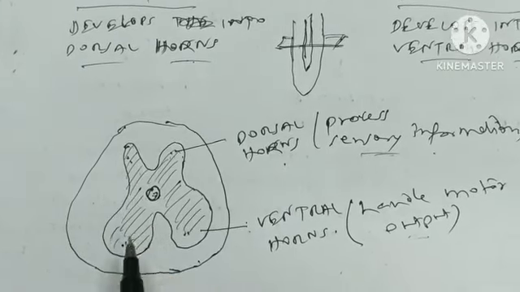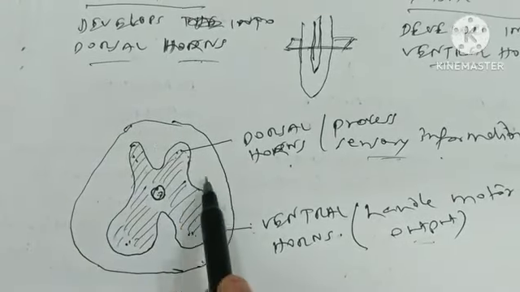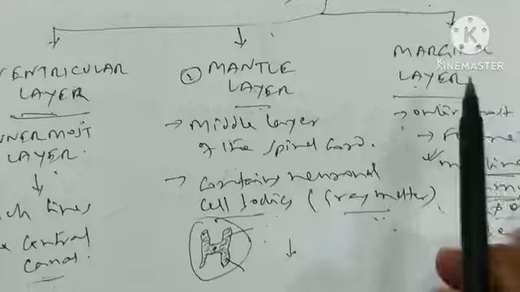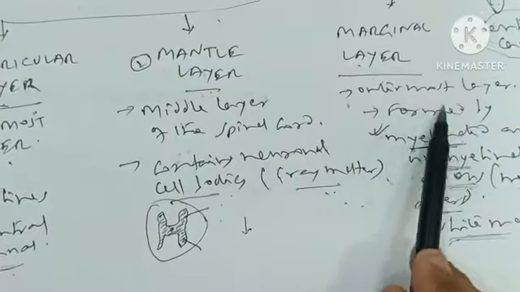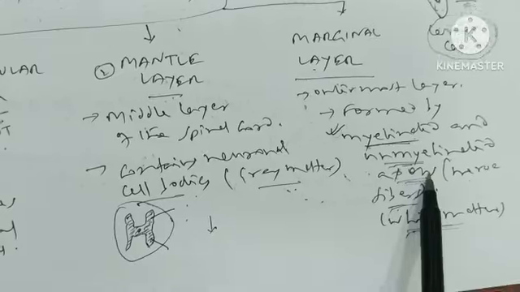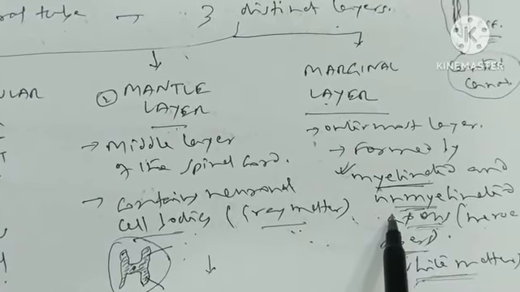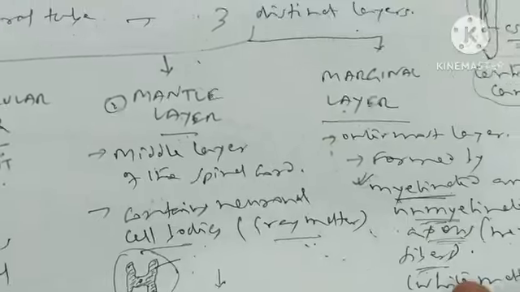matter. This is gray matter, and this forms the mantle layer. These are the dorsal horns, these are the ventral horns, and outside of it, this is the white matter, and this white matter is made up of the marginal layer, that is the outermost layer, which is formed by myelinated and unmyelinated axons. Mainly myelinated axons and a small proportion of unmyelinated axons.